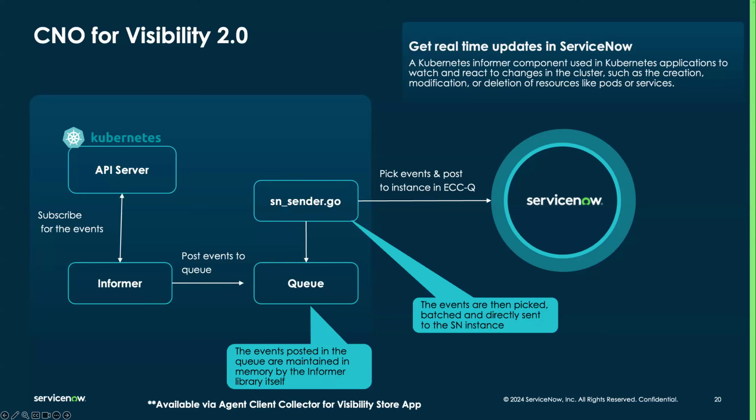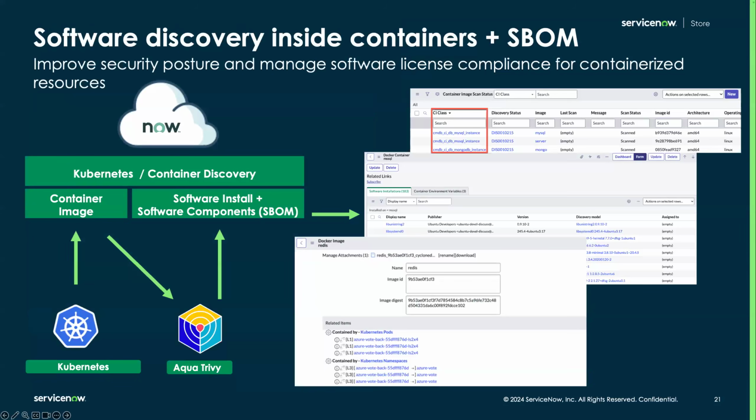So you will have both approaches with CNO. The continuous discovery, which is only updating what's changing in between time intervals from a configuration standpoint inside the Kubernetes cluster, and the traditional discovery schedules that can run on a specific basis, let's say once a day. So it's a very, very complete approach to discover your cloud native environments.